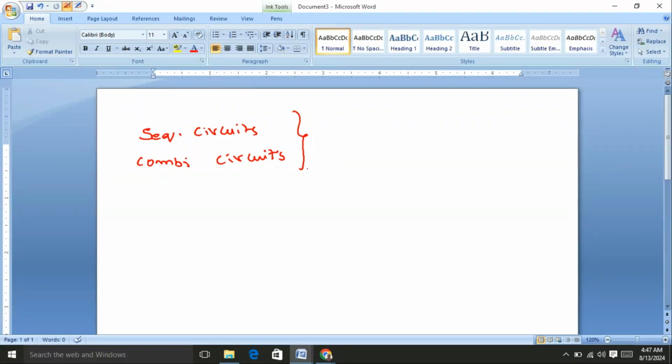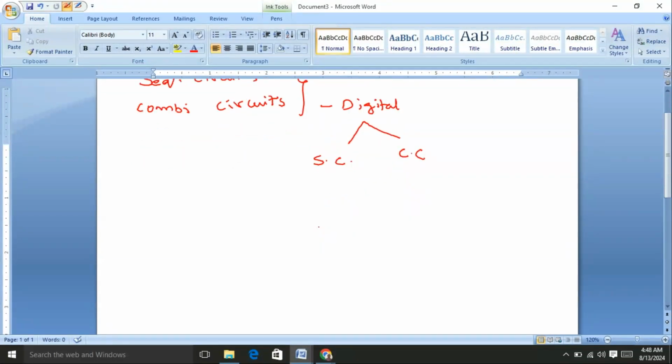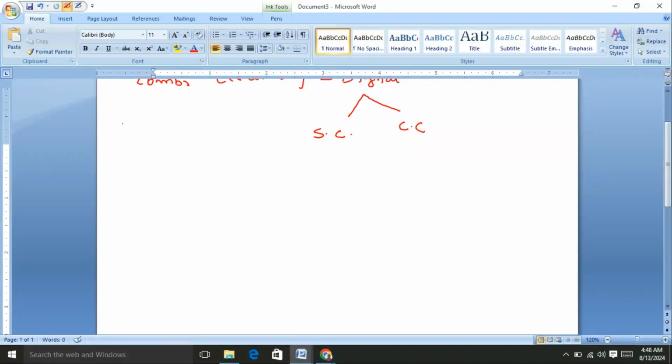Either sequential or combinational circuits are digital circuits which are useful for data processing, signal generation, and several operations. Simply, we divide digital circuits into two categories. One is sequential circuits, and another one is combinational circuits. So, what is the major difference or major function of these two? That is our point. First of all, let us consider combinational circuits.